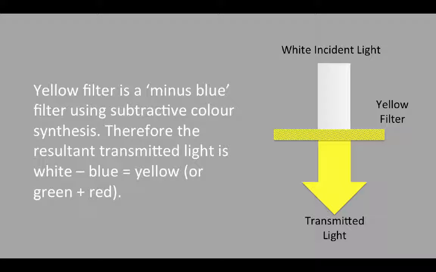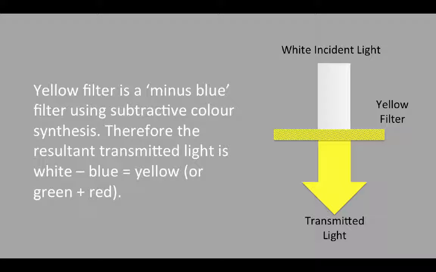Now, this is what's happening here in this diagram. So a yellow filter actually subtracts blue out of the white light. It doesn't add anything, but it subtracts the blue. So what we get as a result is a yellow light. Now, it's not just a yellow light. There are three ways we can describe the transmitted light in this effect.